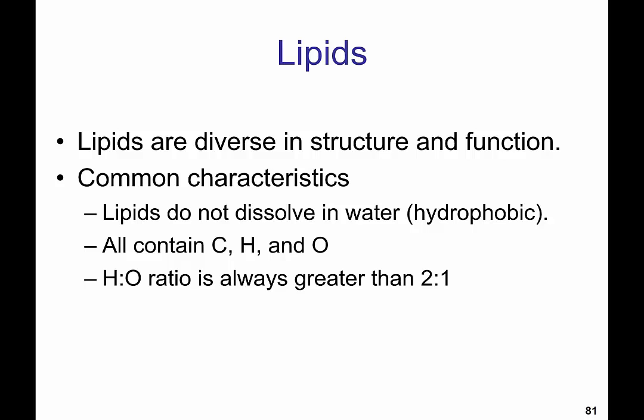They all contain carbon, hydrogen, and oxygen. The hydrogen to oxygen ratio is always greater than 2 to 1. We saw that 2 to 1 ratio in carbohydrates.